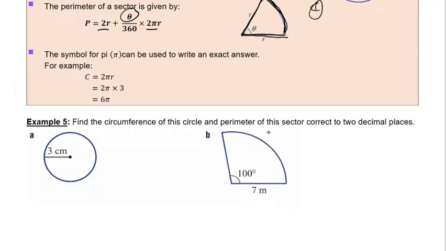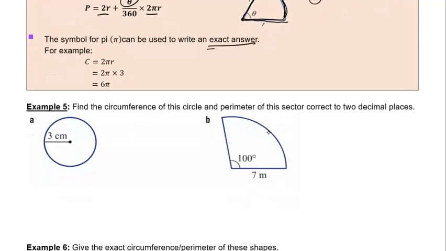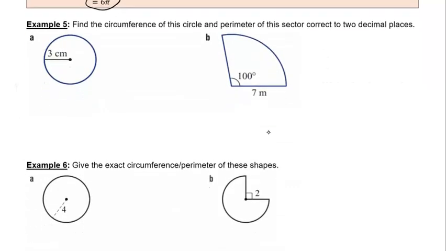The symbol for pi can be used to write exact answers. Remember, when you want an exact answer, you're going to leave the surd there. So pi is irrational, like some of your teachers, myself included, which means that it never stops. So if we keep it as the symbol pi, it is the exact answer. That's what they're looking for.